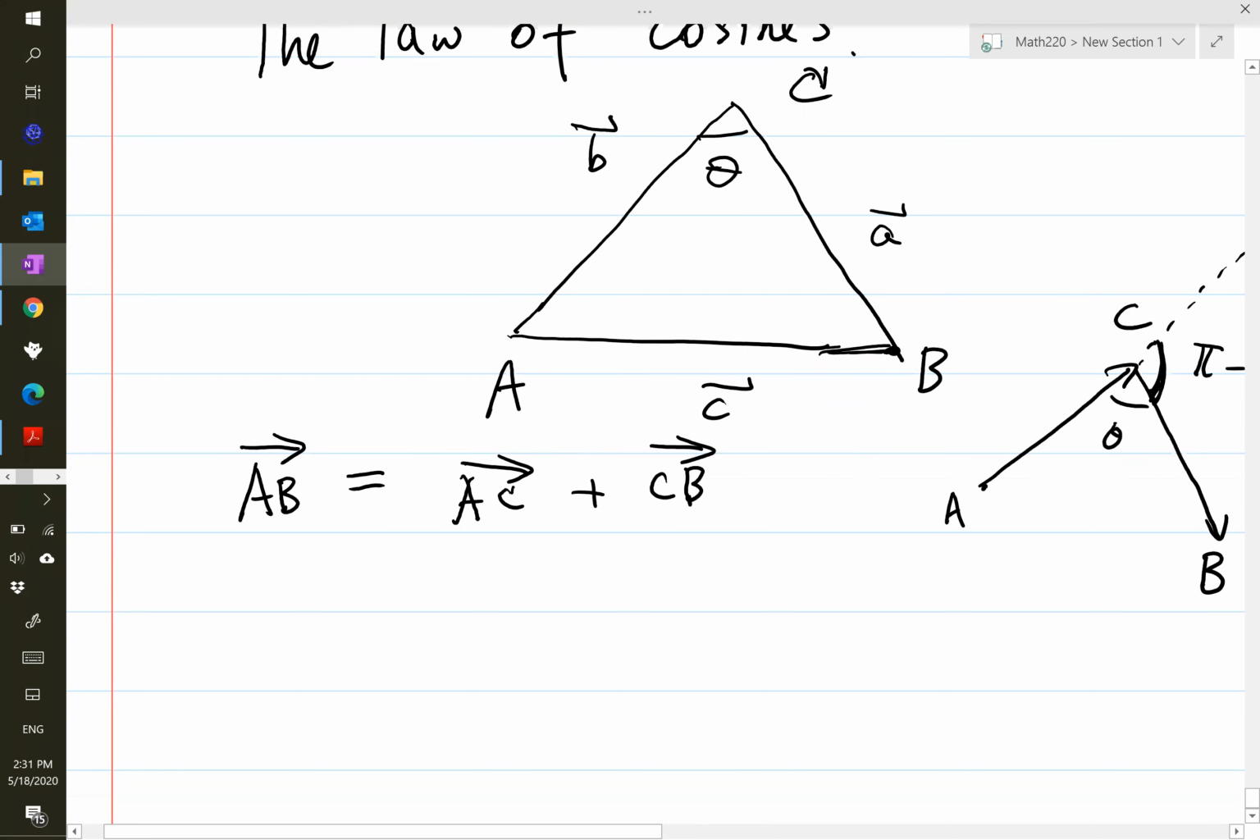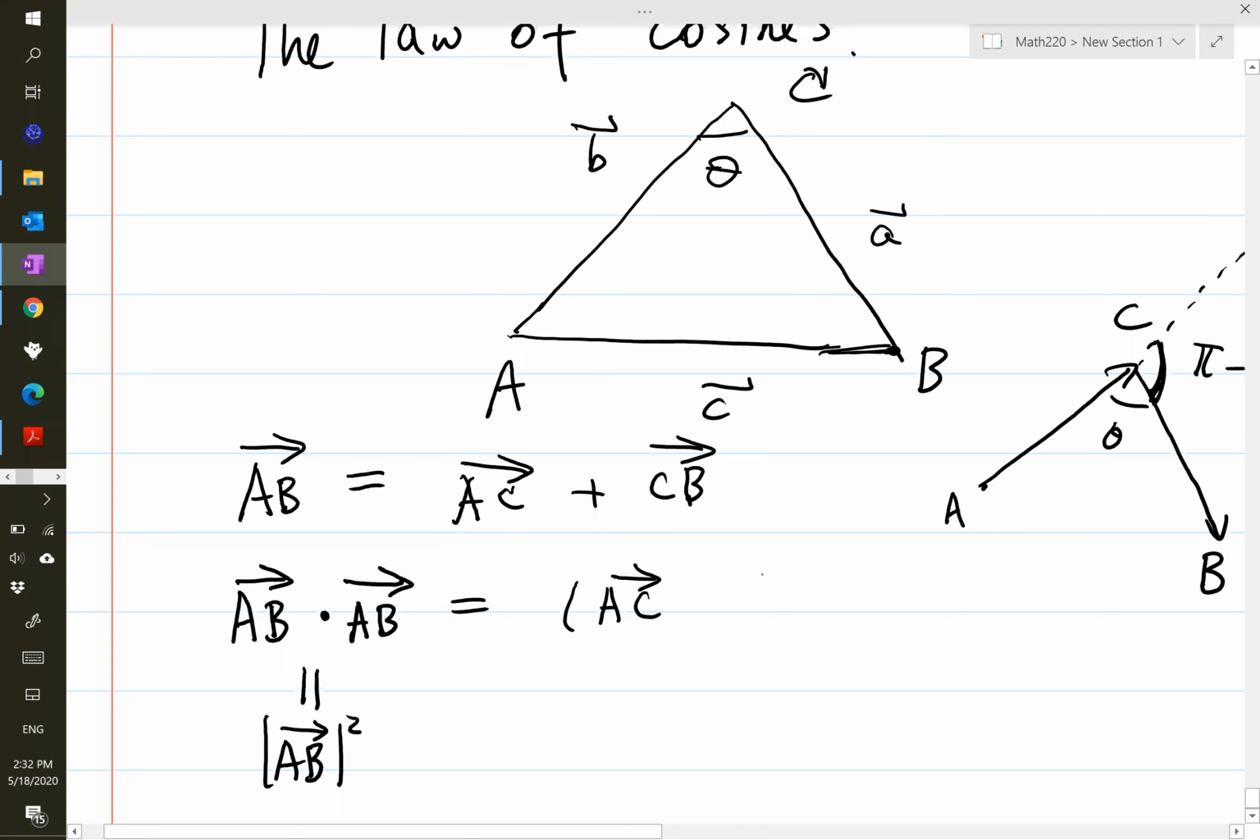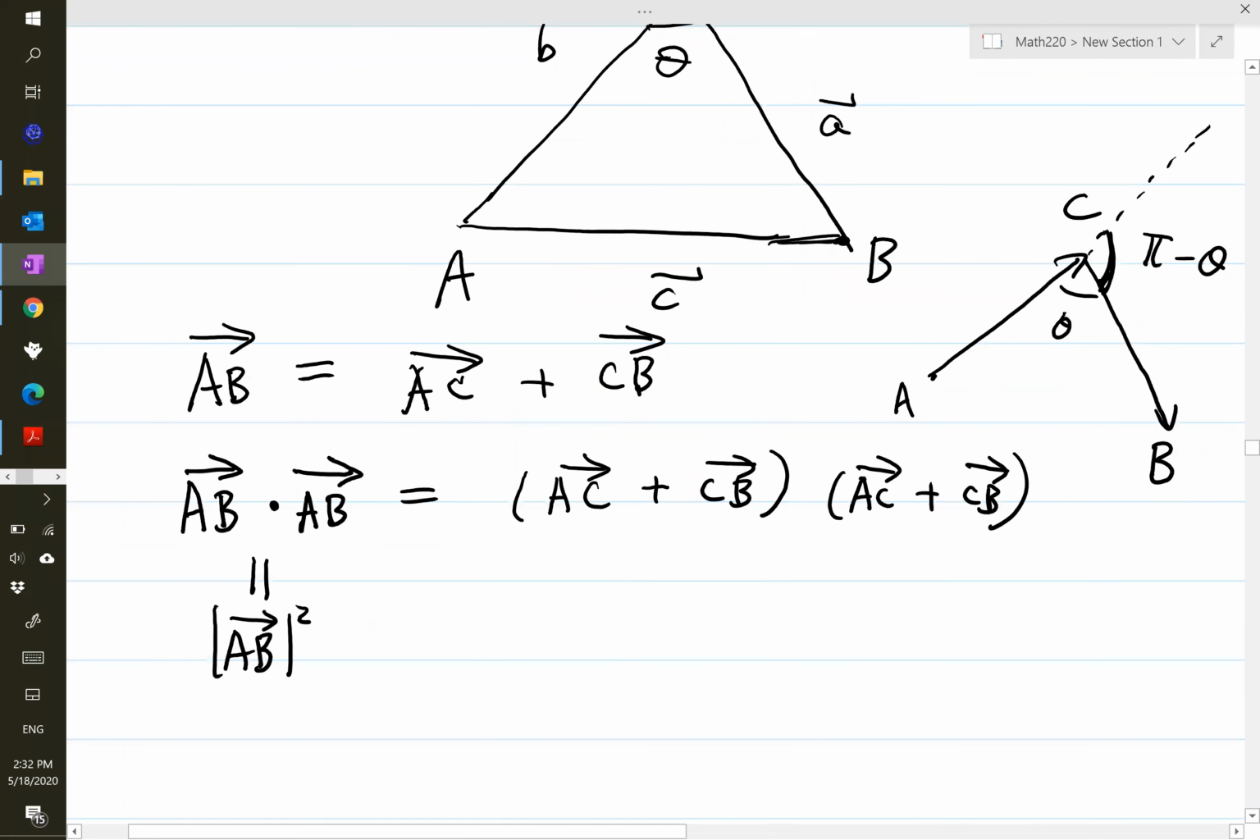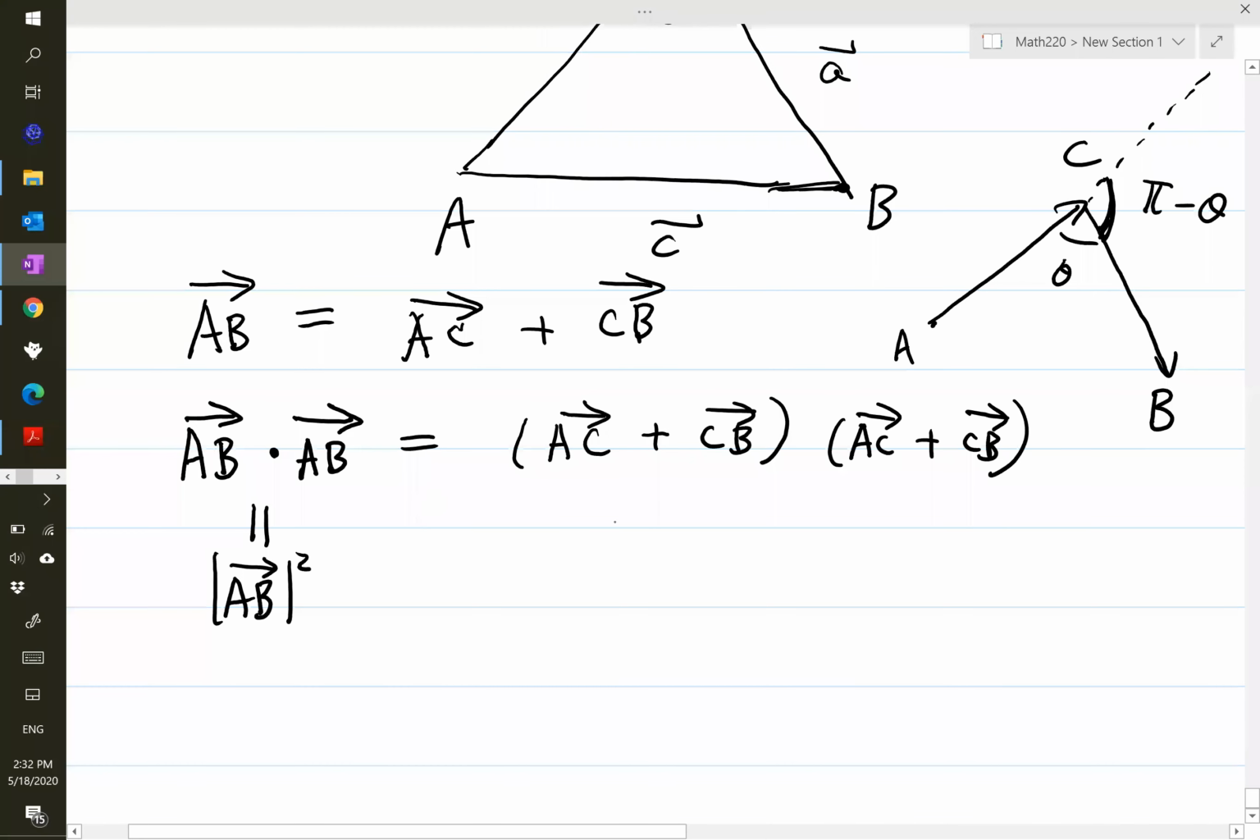Now what we do is we take a square, we dot product with itself. AB dot AB. This side we get AB squared, using a property of dot product. Now on this side we substitute AB by AC plus CB, dot product with itself. For convenience, let's change the notation a little, since it is a little heavy. Suppose AC is vector B, CB is vector A, and this is vector B plus vector A.